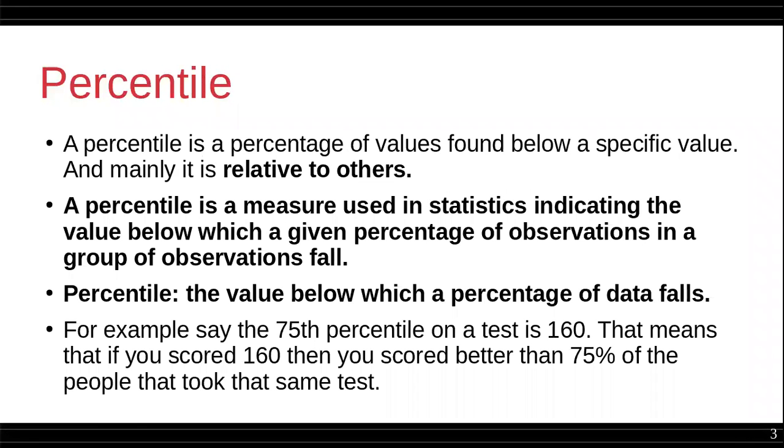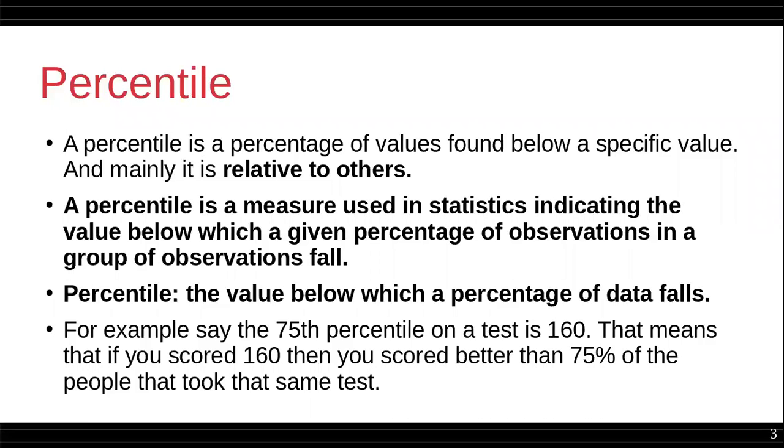We will see more about percentile. A percentile is a percentage of values found below a specific value, and it is mainly relative to the others. Whereas with a percentage you have only one value and the total is considered as 100, a percentile is calculated against all the people in the same group, and you will be ranked among the group.